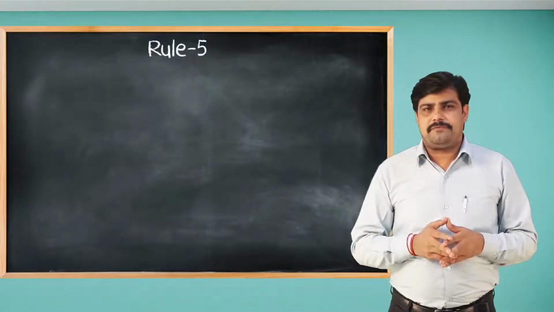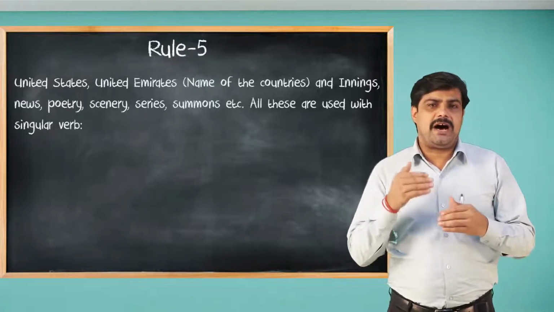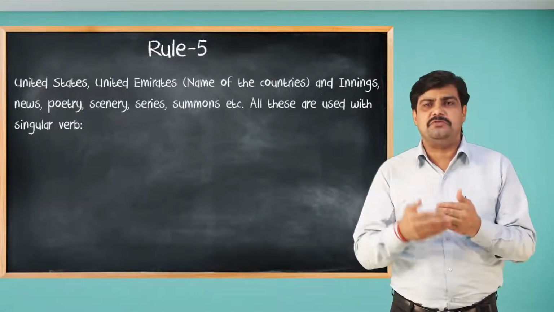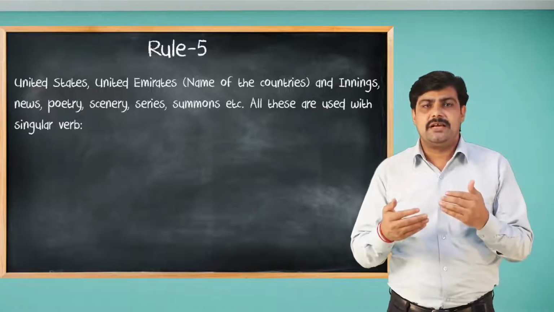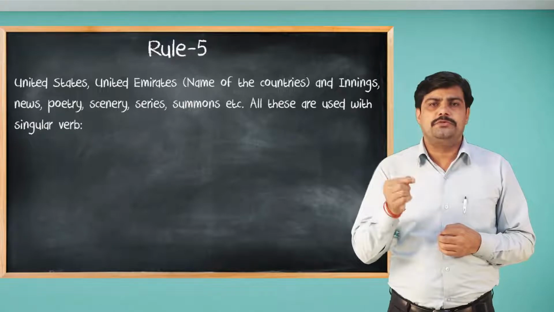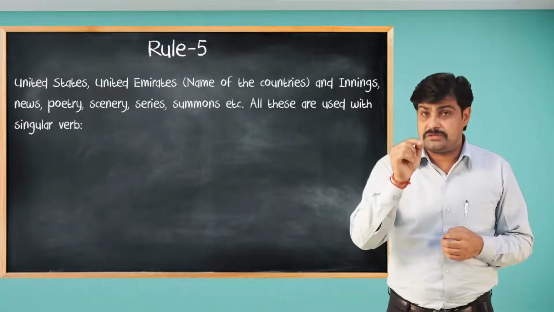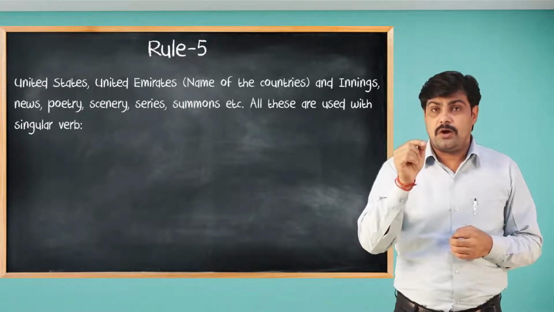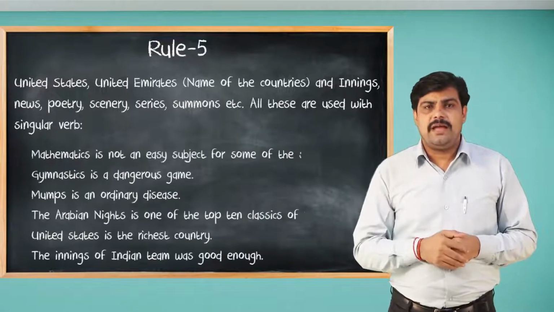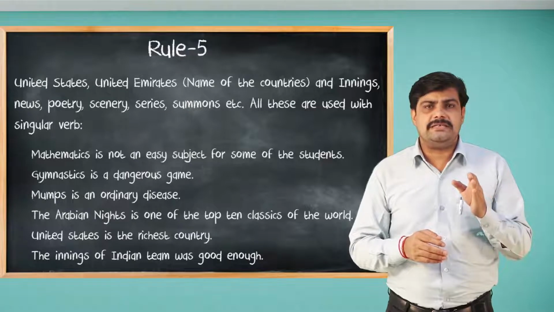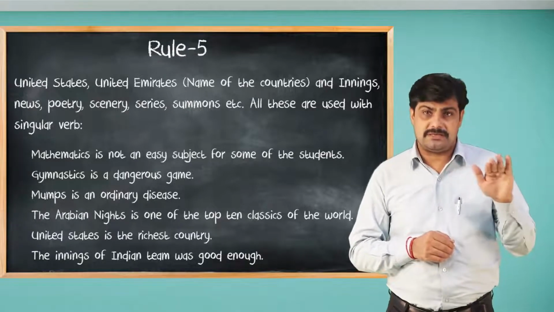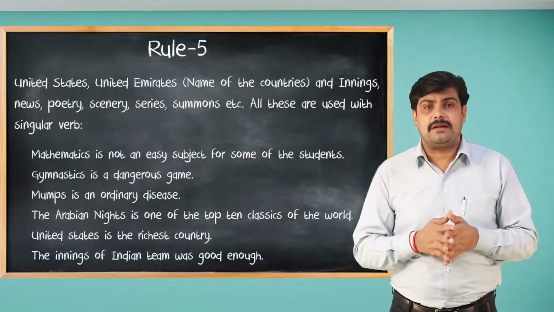Rule number 5: United States, United Emirates, names of countries, innings, news, poetry, sceneries, series, summons, etc. All these are used with a singular verb. And this is one of the most important rules for agreement. Now let's see: mathematics is not an easy subject for some of the students. This is right. Mathematics seems to be plural, but it is singular.